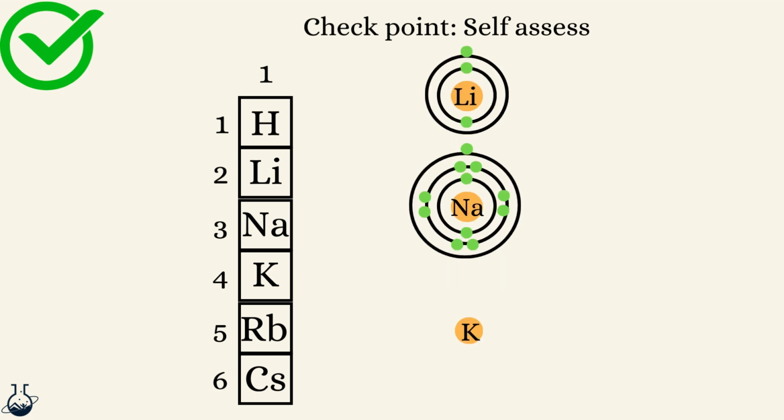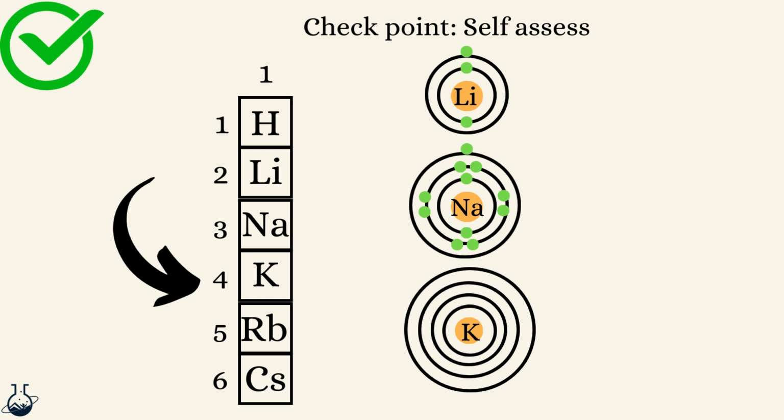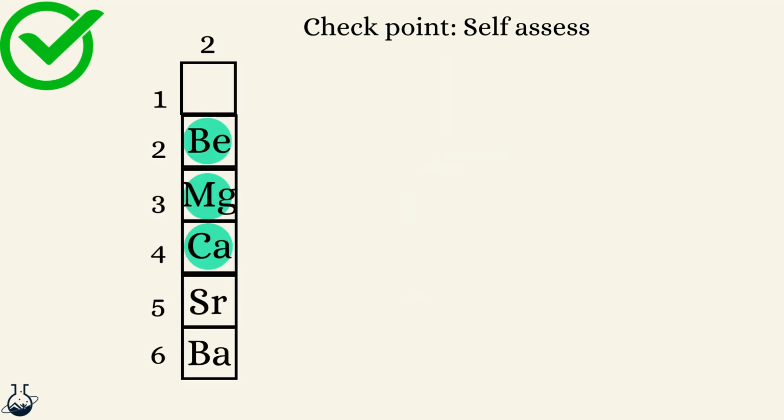Now potassium. It's in period 4, so it has 4 shells. It's in group 1. It has 1 electron in the valence shell. Now I fill in the other shells using the 2-8-8 rule. On to the next set.